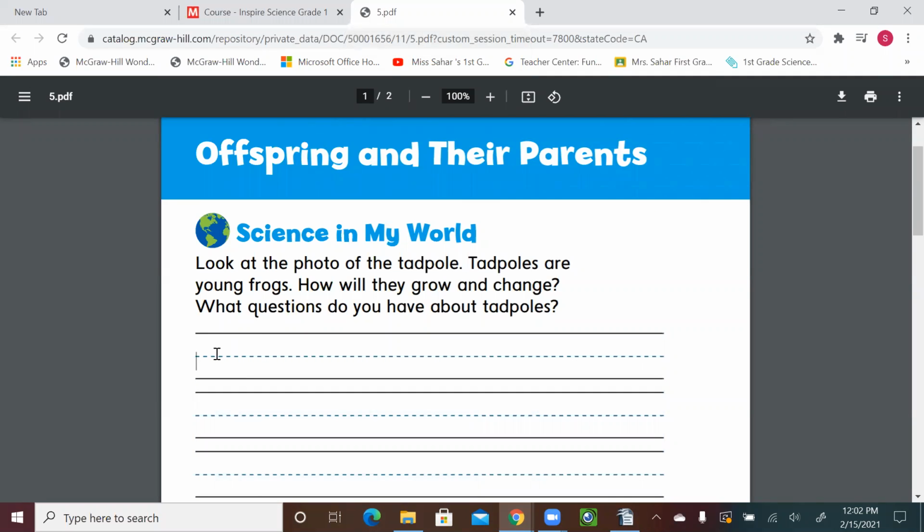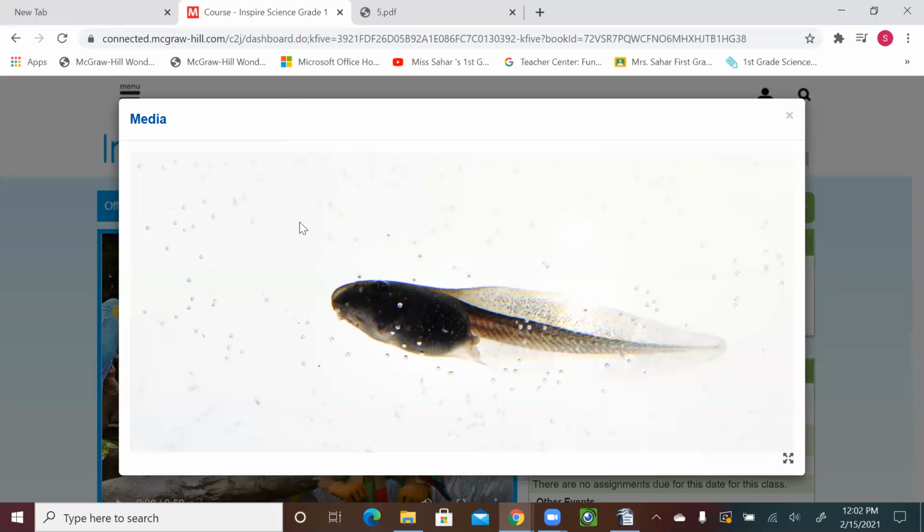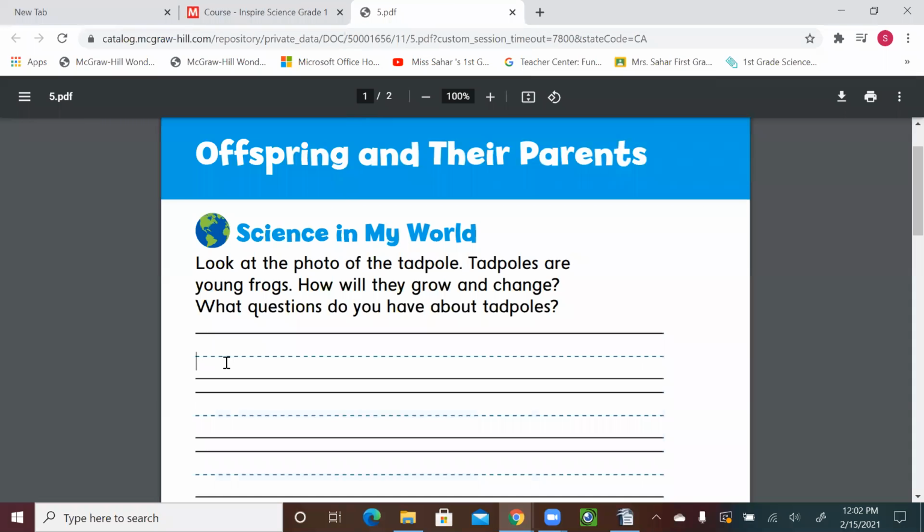We can ask many questions. So I'm going to put a couple of examples. As we see, they're different than that picture of a frog. We see tadpoles are different than what we know all the frogs look like. So I can ask a question related to that and say, how do they become frogs?